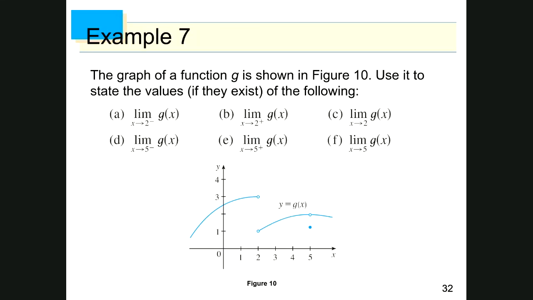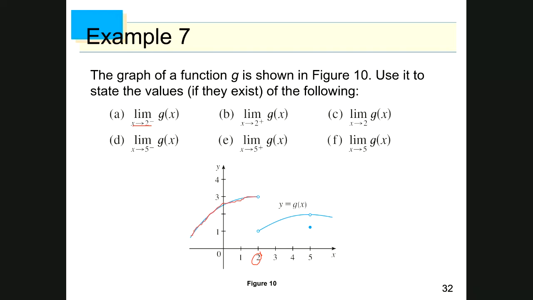Now we have an example here. This is something that you can be asked. It's a g of x function. They say find the limit as x approaches 2 from the left. How do you do it? Again, this is the point 2. I approach 2 from the left, which means I'm going to be walking along this line. Once I hit 2, what output do I get? 3. Your answer is 3.